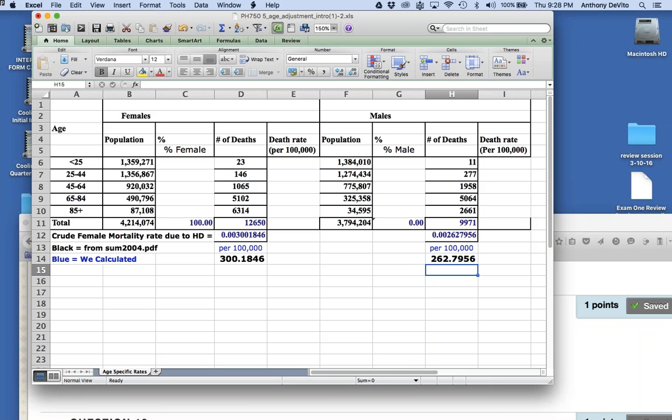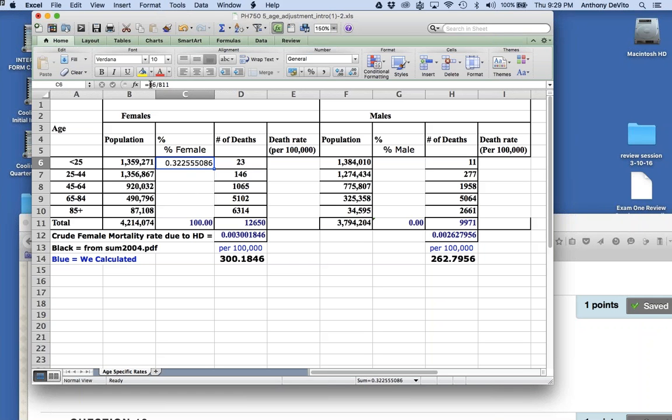But what's happening here is that if you look at this, what's the percentage of women in each one of these age groups in this population? Well, I'm going to do that here. The percentage of women that are under 25 in this population is equal to 1 million women out of 4 million women. So 32% of the women in this population are under 25 years old. Depressing, right? For those of us that are older. But that's a whole other issue.